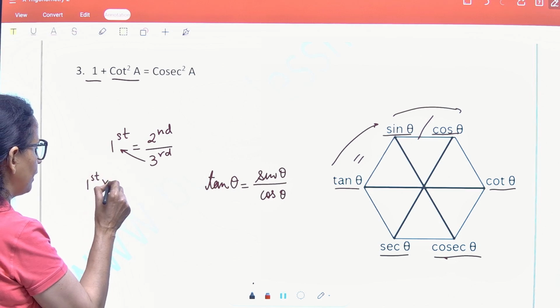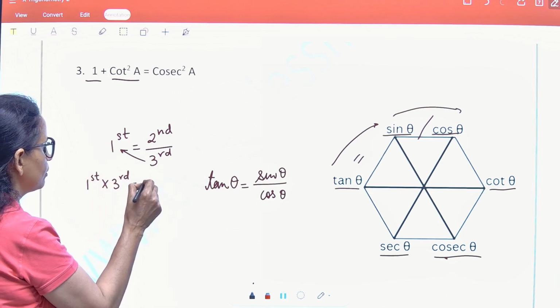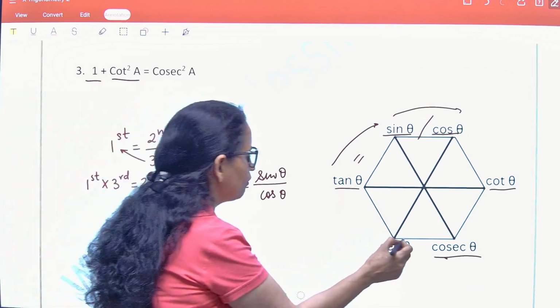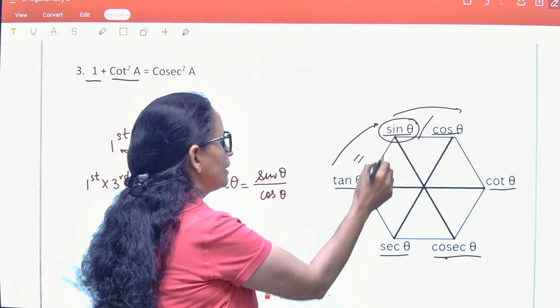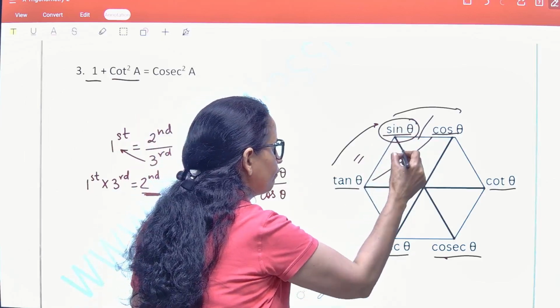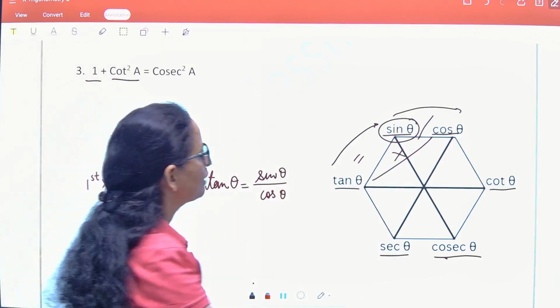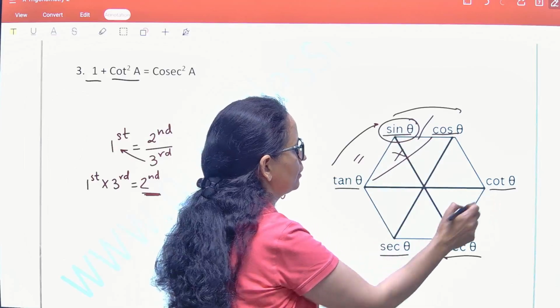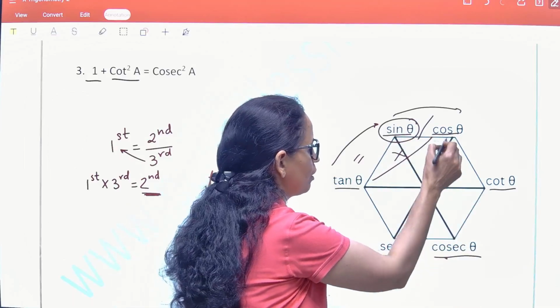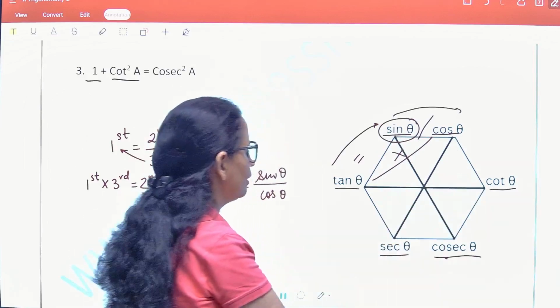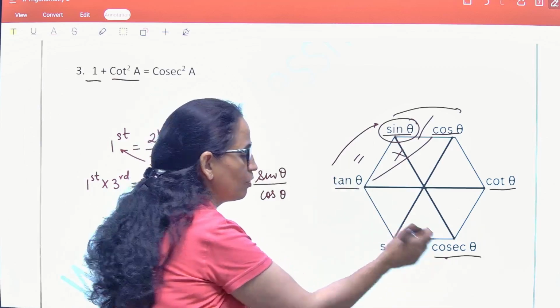First term multiplied by third term gives you the second term. That means if you pick up any of these ratios, then this is equal to the product of two ratios on the adjacent sides. For example, cos theta is sin theta into cot theta, cot theta is cos theta into cosec theta, cosec theta is sec theta into cot theta, sec theta is tan theta into cosec theta.